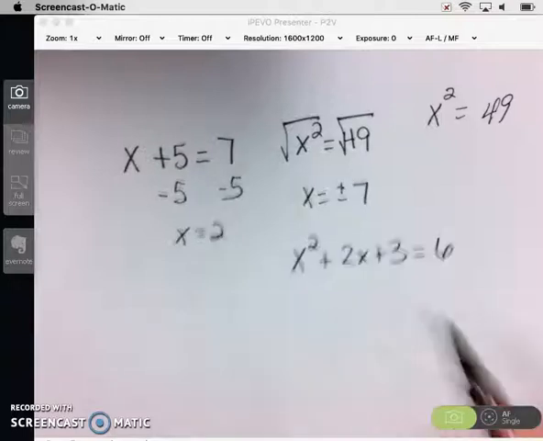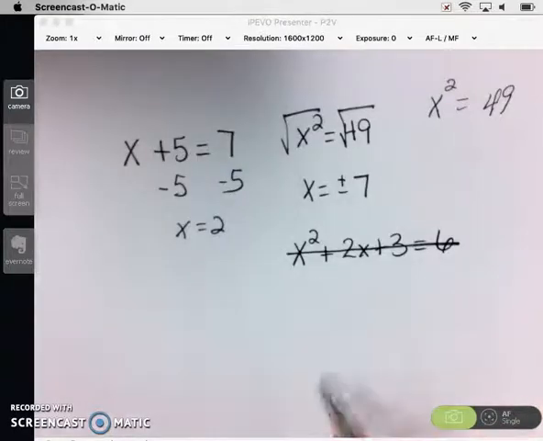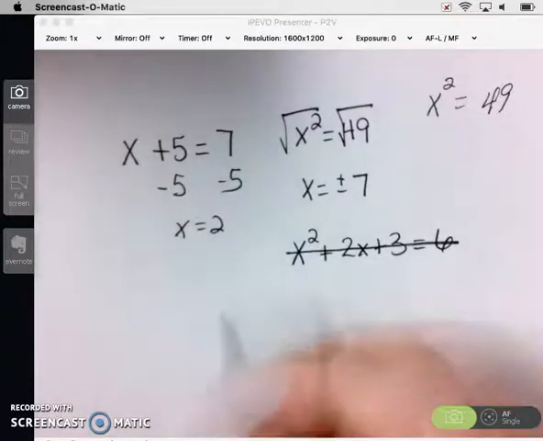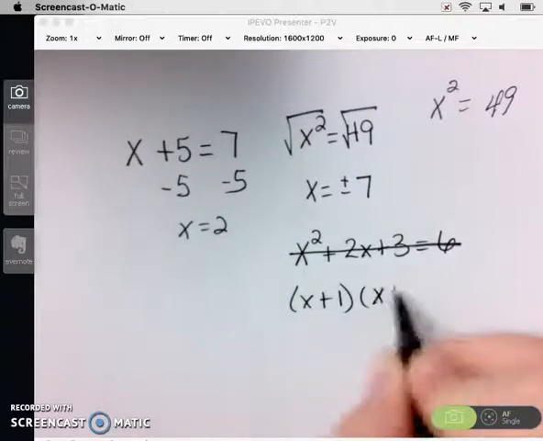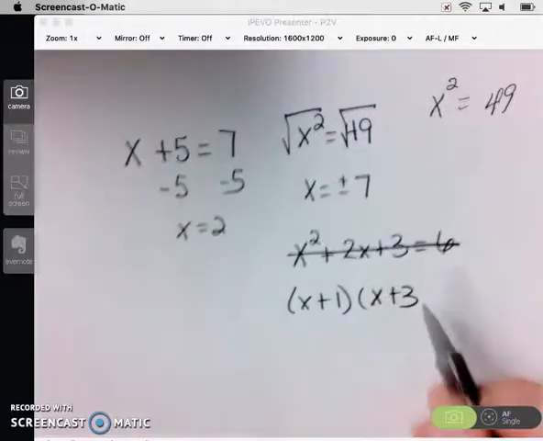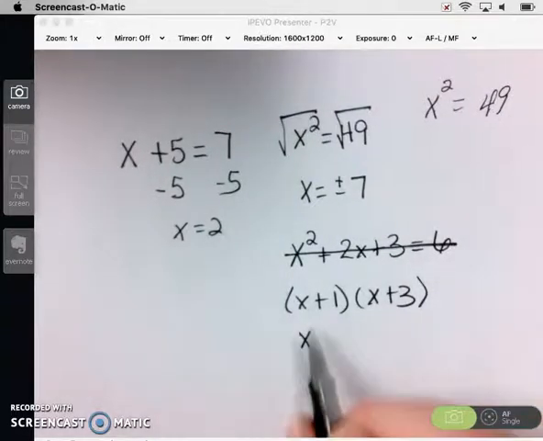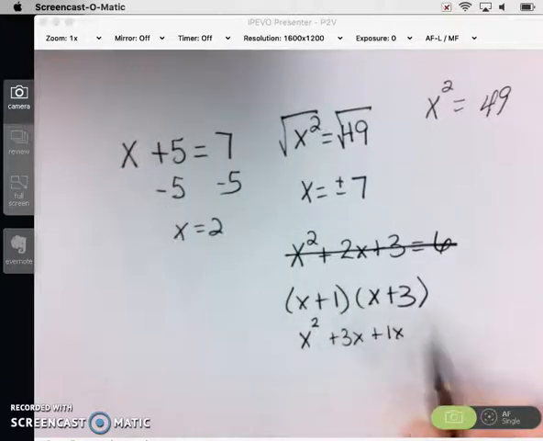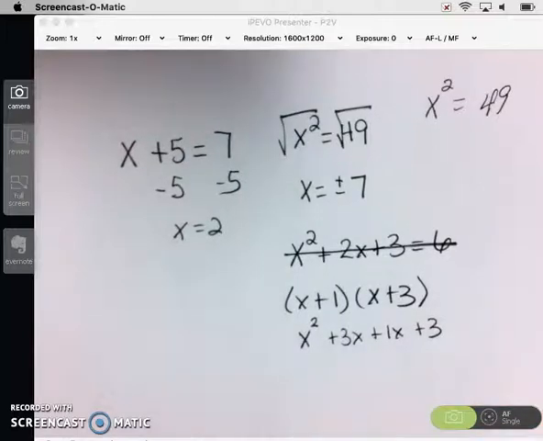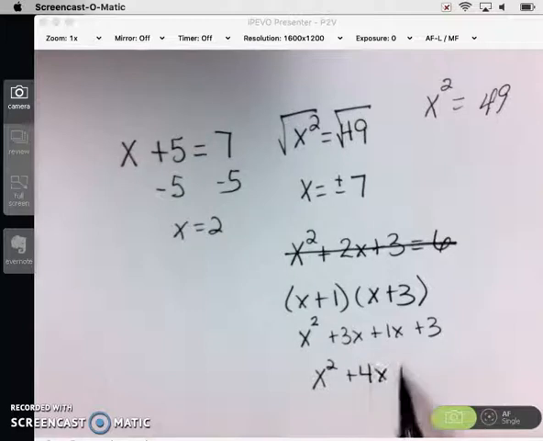Okay, and I'm not going to use this as an example. I'm going to use one of our prior examples. So let's do x plus 1 times x plus 3. We know that we can FOIL this, right? First times first is x squared. Outside is 3x. Inside is 1x. Last is 3. Now I'm going to combine my like terms, so x squared plus 4x plus 3.